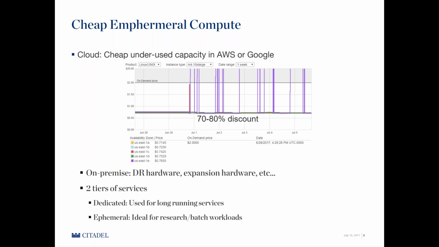We make heavy use of what we call ephemeral compute, and ephemeral compute is available to us in the cloud and on-premise. We have two in the cloud. If you're familiar with Amazon's Spot market or Google's preemptible market, these offer you the possibility of getting somewhere between 70 and 80, possibly even up to 90% discount on your on-demand pricing.